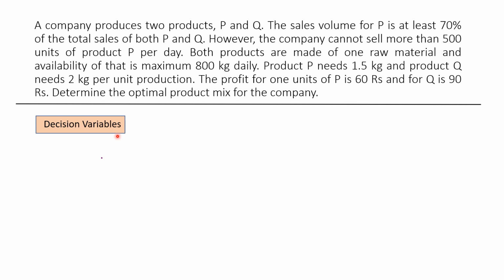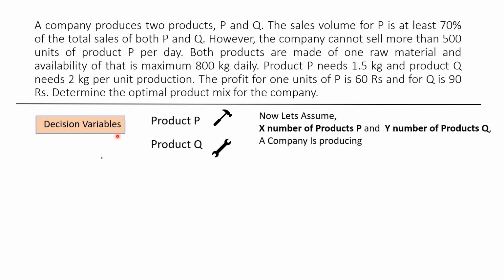Here we are having the two products as product P and product Q. And the decision is in our hand, that means how much we are going to produce product P and how much we are going to produce product Q. So let's assume some variables as X and Y. So here we have assumed that we are going to produce X number of product P and Y number of product Q. This X and Y, they are representing the total number of product P and product Q.